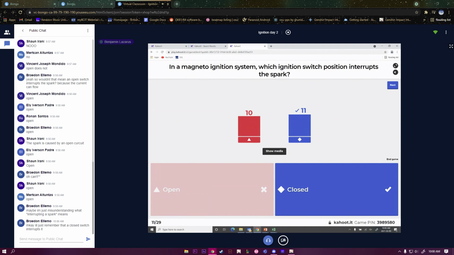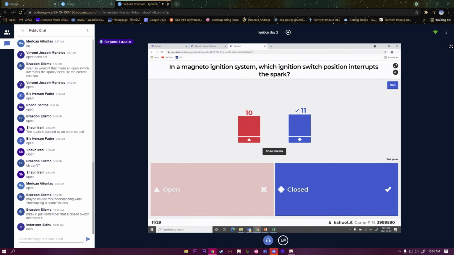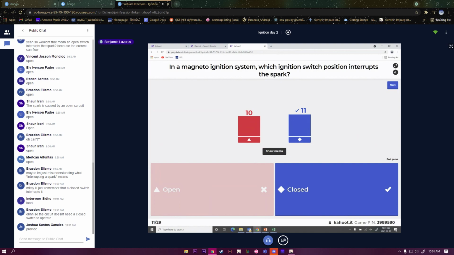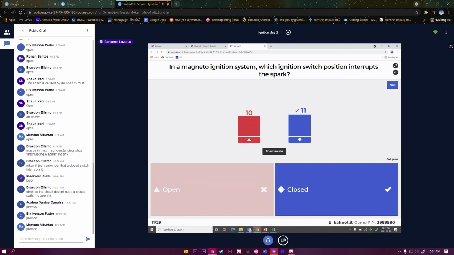And the closed position, does that provide a path to ground or interrupt the path to ground? I do word the questions differently to make sure that you're understanding it, and then sometimes students get confused on the wording. Preventing the spark. Do I want to provide a path to ground or interrupt the path to ground? I provide a path to ground to interrupt the spark.